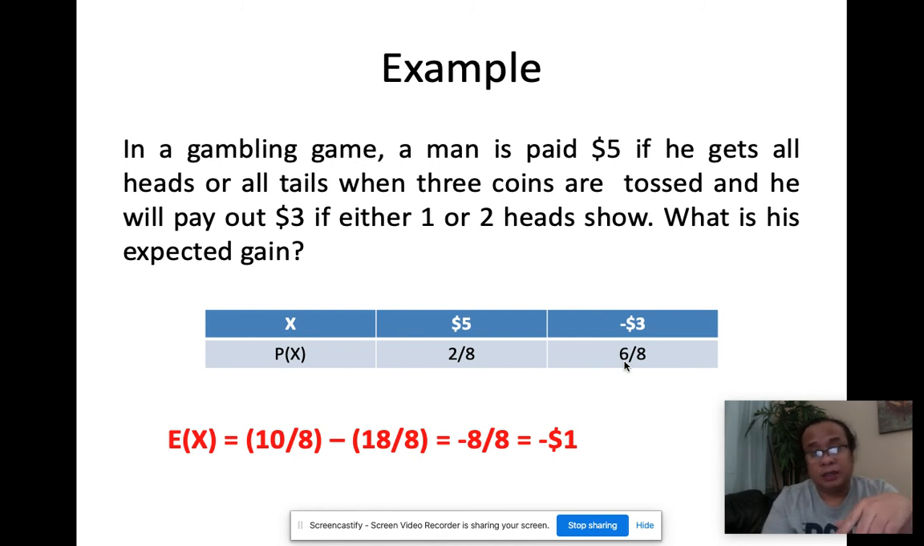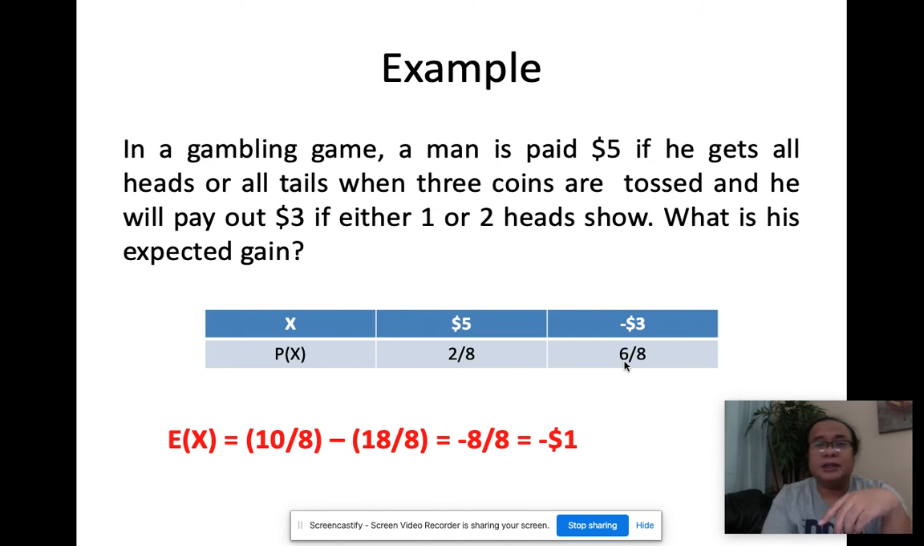So basically, you're not actually winning. You are actually losing money if you continue to play this game over and over again. On average, you're going to be losing $1. So not a good game.